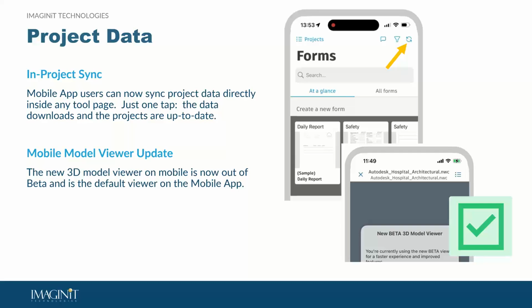The mobile model viewer update. It was in beta. It's now out of beta, and it's the default. There were some real nice enhancements when this beta came out. It was quite a while ago, probably 4 or 5 releases ago, so maybe 6 to 8 months or more when the beta came out. But now it's public, and for mobile model viewing, it's a great enhancement.